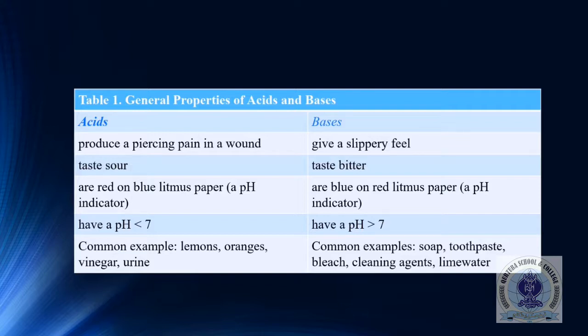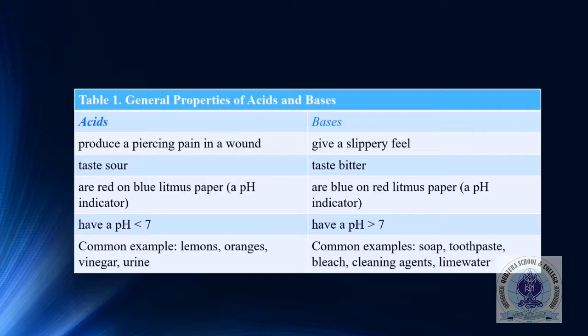Okay, acids are those substances that turn blue litmus paper into red. Actually, you can say that litmus paper is a pH indicator. It tells you about the pH. When the pH is below 7, the color of the litmus paper will turn to red. While if the pH is above 7, the color of red litmus paper will turn into blue. So acids are red on blue litmus paper, while bases are blue on red litmus paper. Acids are those substances that have pH below 7, while bases are those substances that have pH above 7.